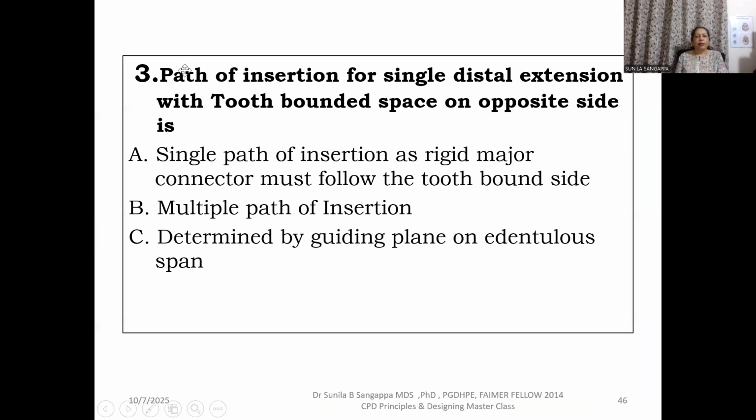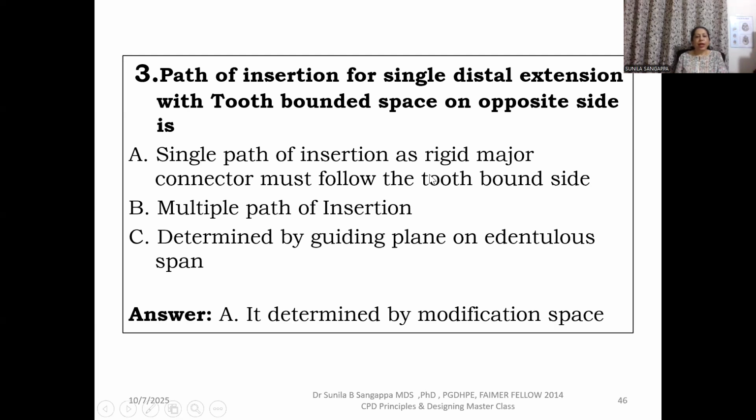So I have another important MCQ here. Try identifying the answer. The path of insertion for single distal extension with tooth bounded space on opposite side is: A, single path of insertion as rigid major connector must follow the tooth bound side; B, multiple path of insertion; and C, determined by guiding plane on edentulous span. So what's your answer? Let's check it. The answer is A, it is determined by modification space.